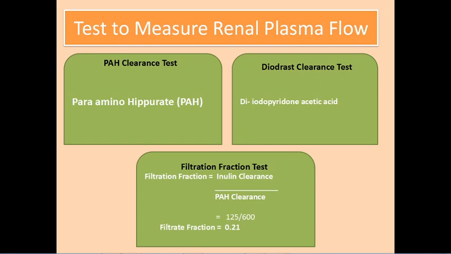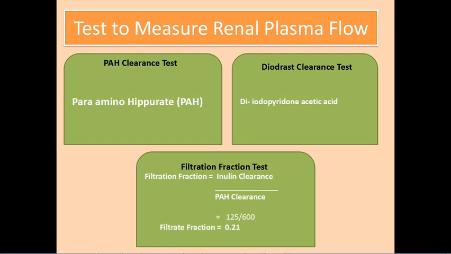Next is Diodrast, that is diiodopyridone acetic acid. It is used as a contrast medium to take urinary tract x-rays and is removed completely during a single circulation of blood through both the kidneys. So 85% of total circulating Diodrast is removed by the kidneys in a single circulation. So it can be used to measure renal plasma flow.